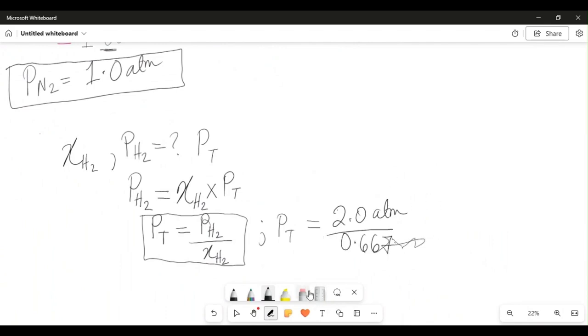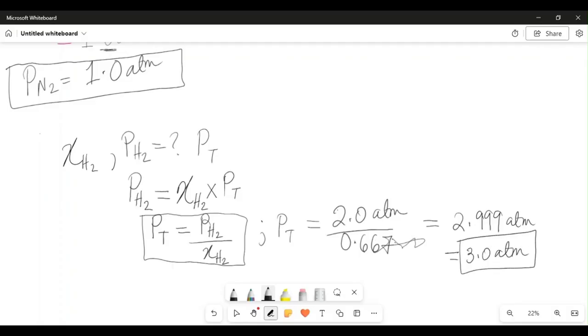So if you look at this in your calculator, I apologize for the scribble, it's my pen being not serious. 2.0 divided by 0.667 is going to give you 2.999 atmosphere, which of course, to two sig figs, we're going to end up with 3.0 atmosphere. And that is how you solve it.